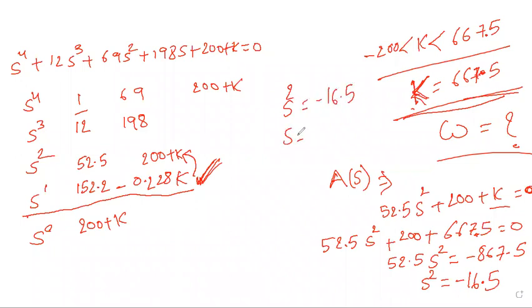So what is s? We have minus here, right? So s equals plus or minus j times the square root of 16.5. What is the square root of 16.5? 4.06.